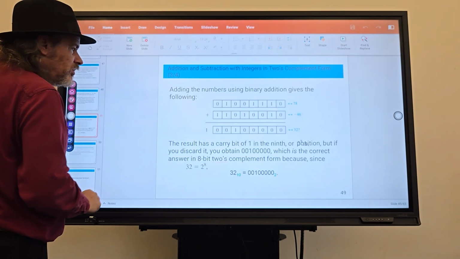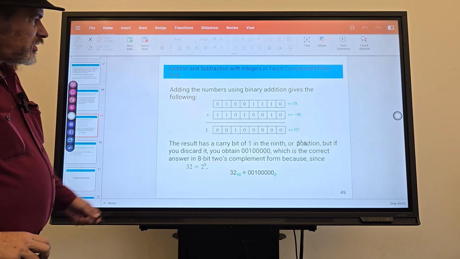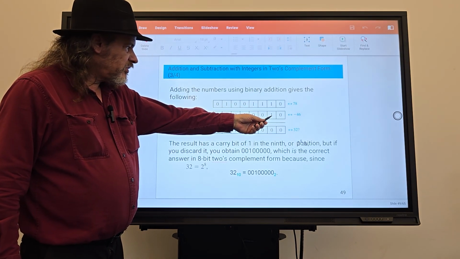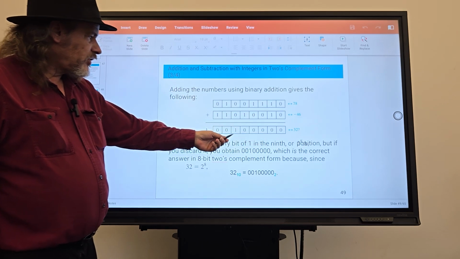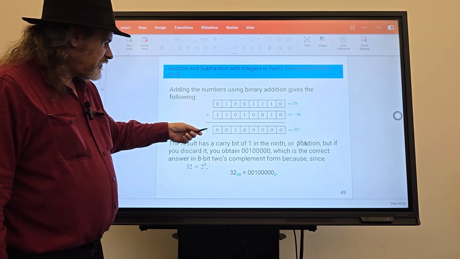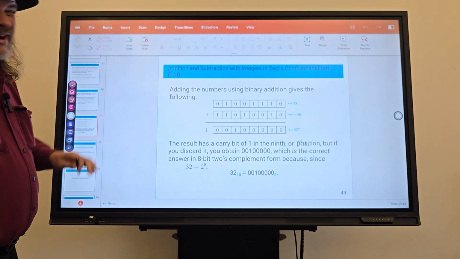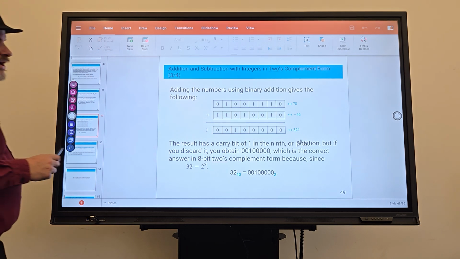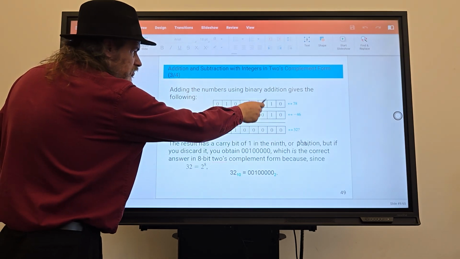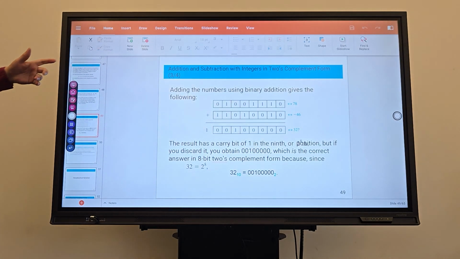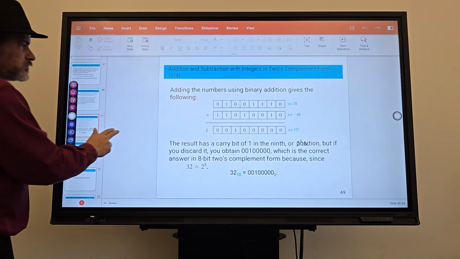Let's see here. So add 78 to negative 46, and you get 32. In the addition process, you might have a spare 1 hanging off the side. Ignore it. It's just an artifact. It's not part of the result. So you just add the two numbers together, the negative to the other number, and that's how you get subtraction.